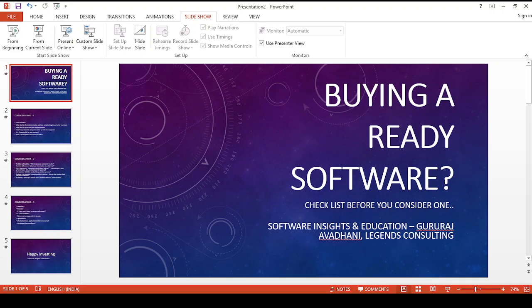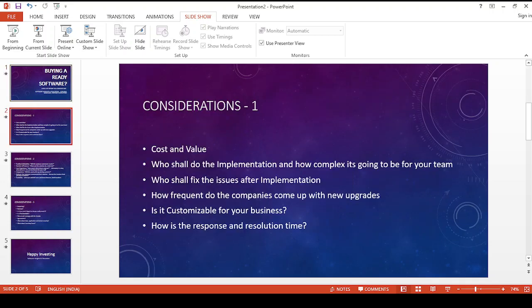So, let us see a few considerations that you need to consider while purchasing a software. Consideration number one: the cost and value. Any software for that matter will have a cost that will affect your pockets. If it is a small desktop software such as an antivirus, you don't have to have a big checklist like this. It's only the case when you are going to procure a huge software for your enterprise.